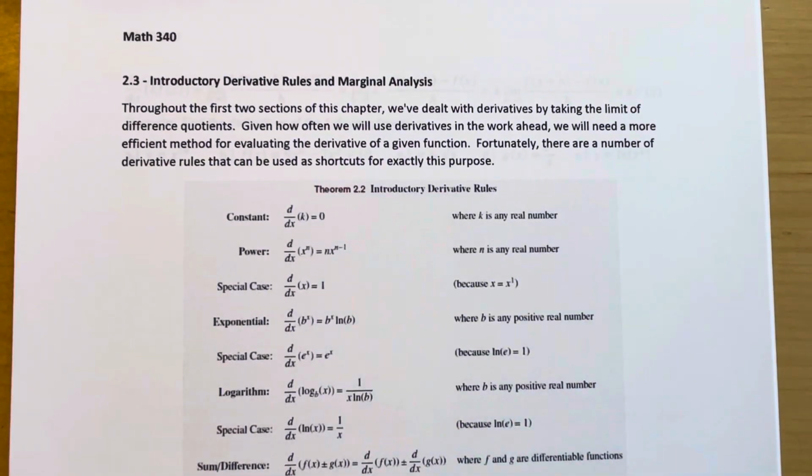All right, so we're in section 2.3 now. We're going to be dealing with introductory derivative rules and marginal analysis. So in the first couple of sections of this chapter, 2.1 and 2.2, we were developing the idea of the derivative. We started with the concept of instantaneous rate of change and slope of tangent lines to functions. And from that, we came up with this idea of the derivative, which we defined as the limit of a difference quotient.